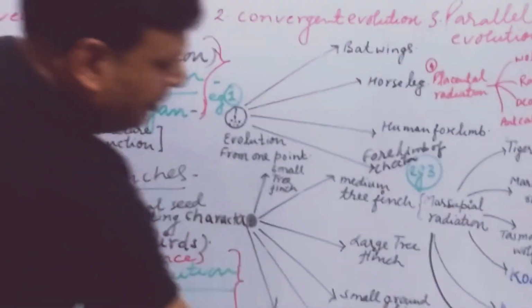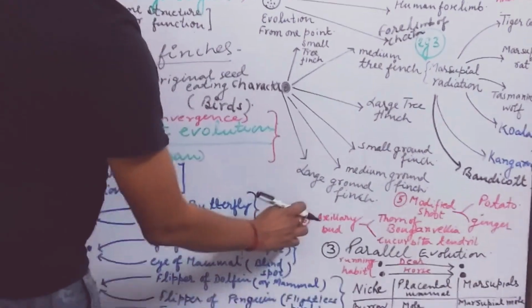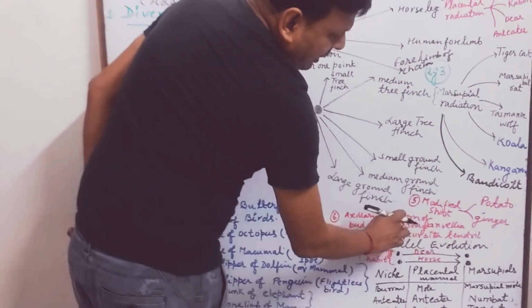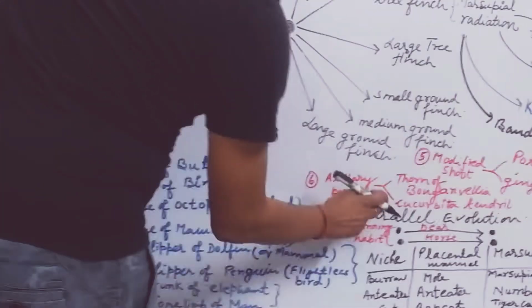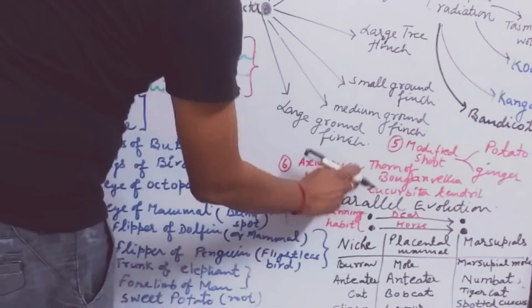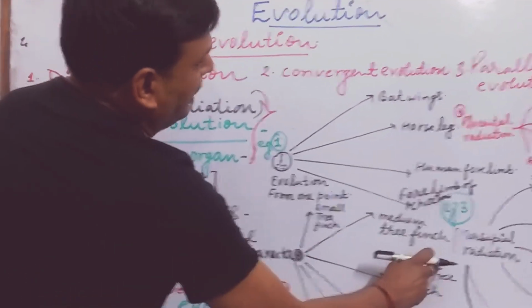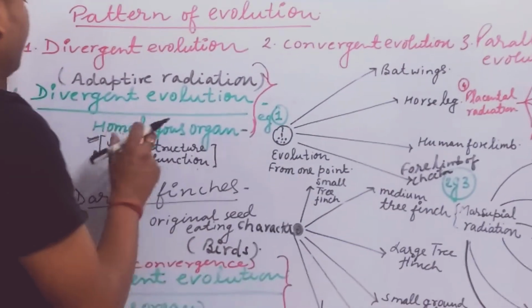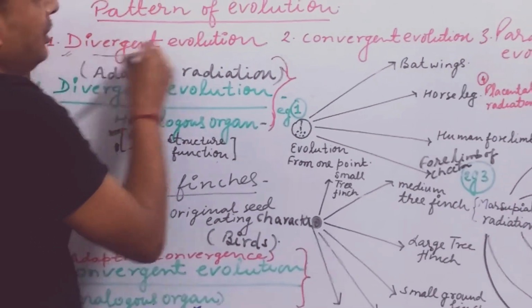Other examples are the modification of fruit like potato and ginger, and the modification of the axillary bud, which is modified in Bougainvillea to make a thorn, and in the case of Cucurbita this bud makes a tendril. So Bougainvillea thorn and Cucurbita tendril are another example of homologous organs. Thus by using these examples, Darwin's finches, marsupial radiation, placental radiation, and different forelimbs, we explain adaptive radiation or divergent evolution. So the concept of divergent evolution is clear.